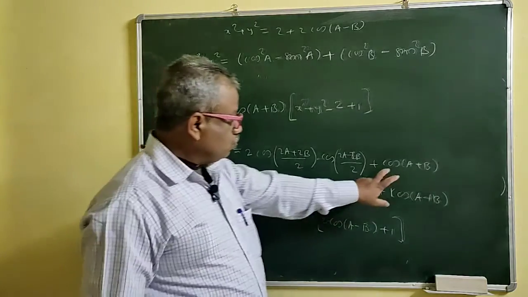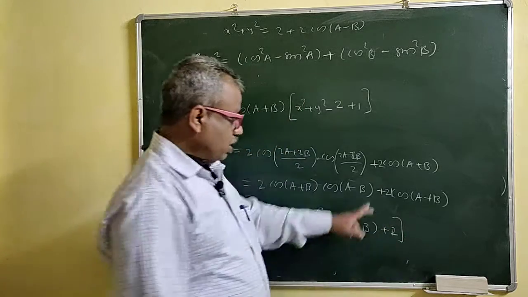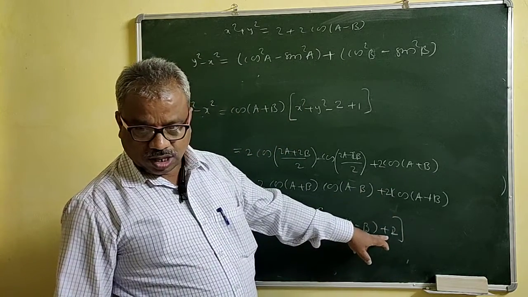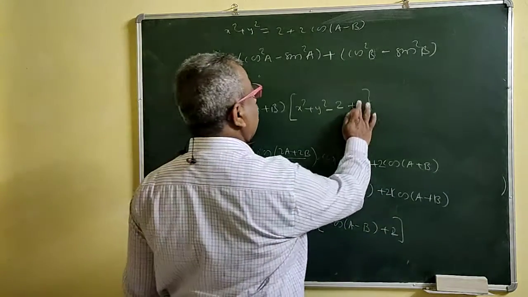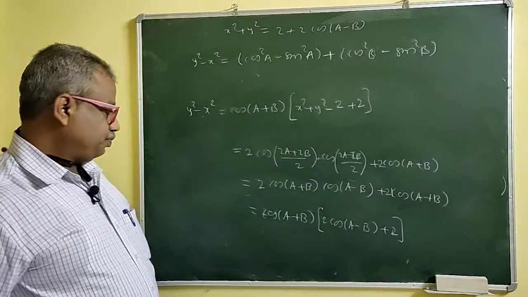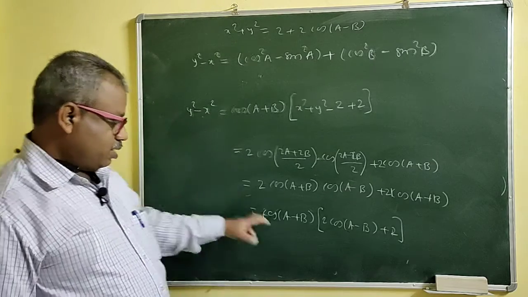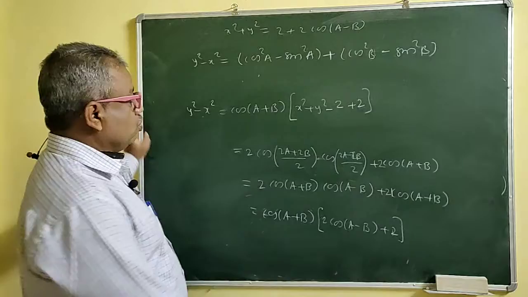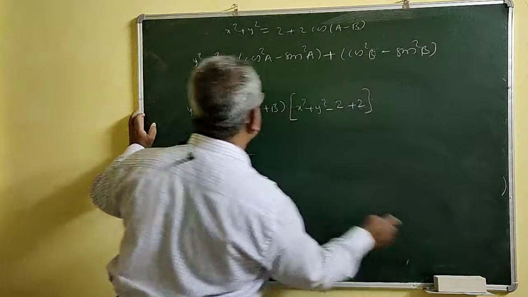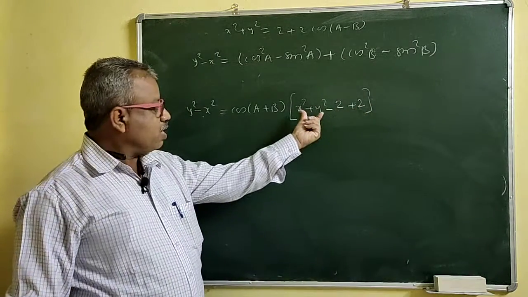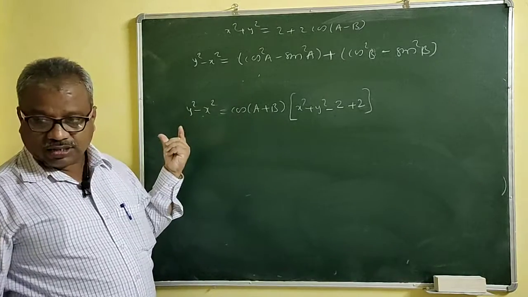Now see here, there should be a 2 here. Just check, there should be 2 cos (A plus B), because we are taking 2 common. So we forgot to write the 2 here. So this will be plus 2, so this 2 gets cancelled. So what we get then? X square plus y square. So your cos (A plus B) is equal to y square minus x square upon x square plus y square, right?